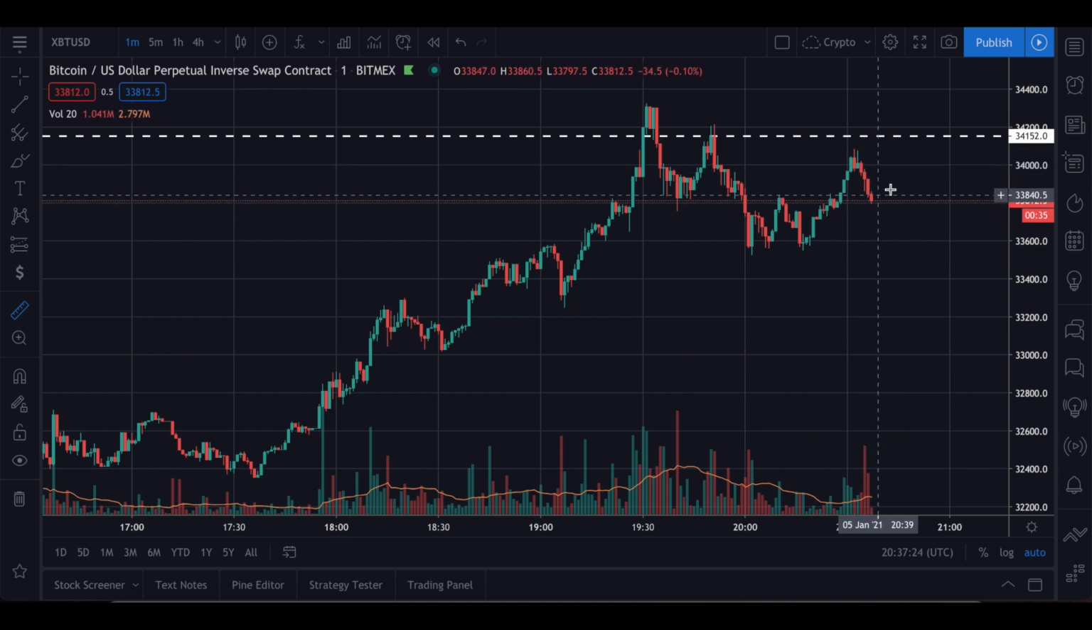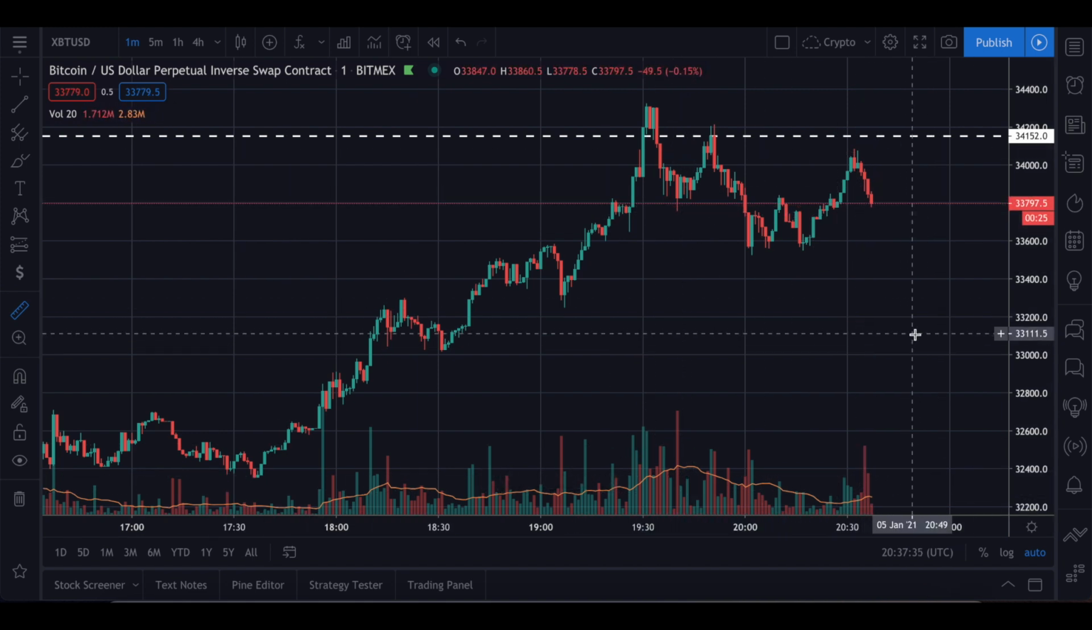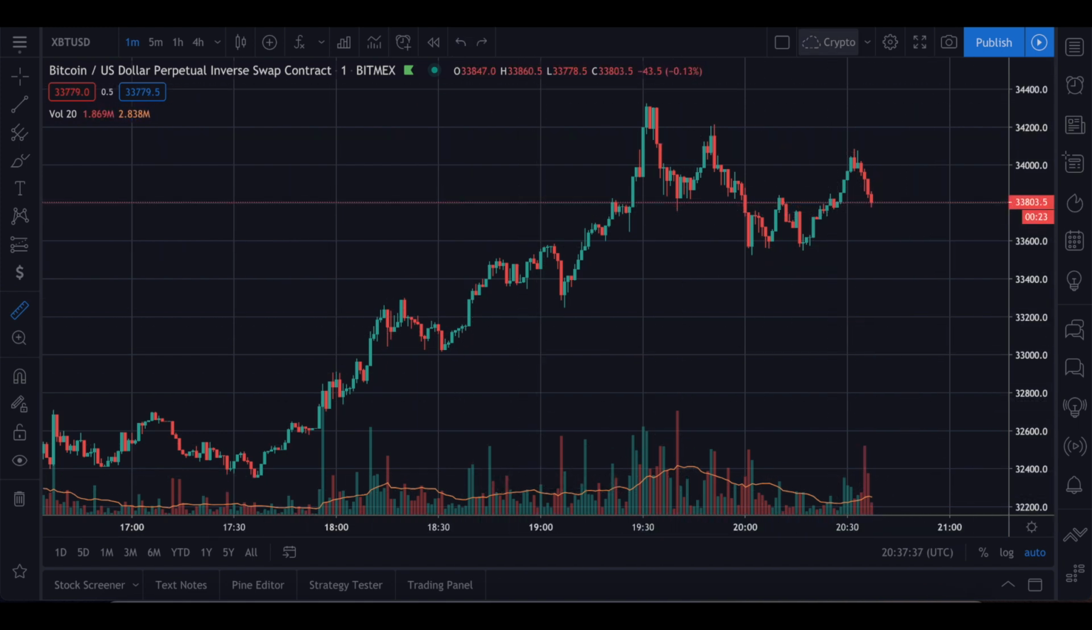So either one of two scenarios will probably occur. Either A, we just dump, or B, we go down to stop out all the longs who had bought here, and then we rise. I think that one of those two outcomes is the most likely. So that's just one thing to think about.